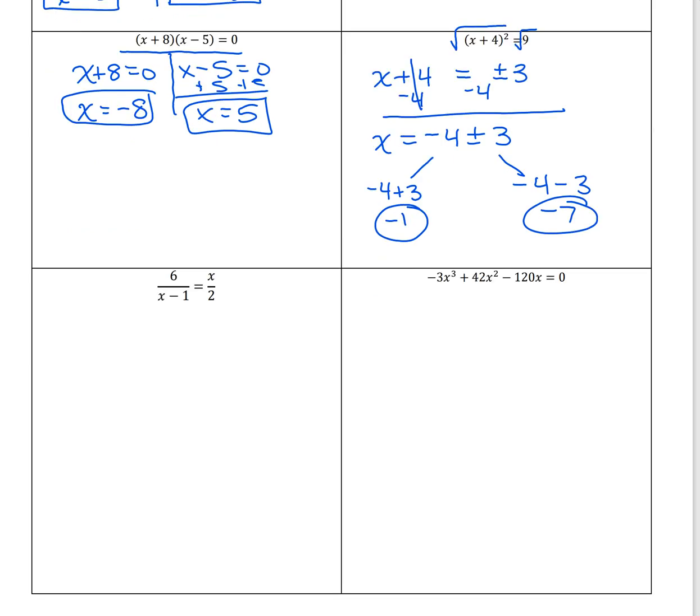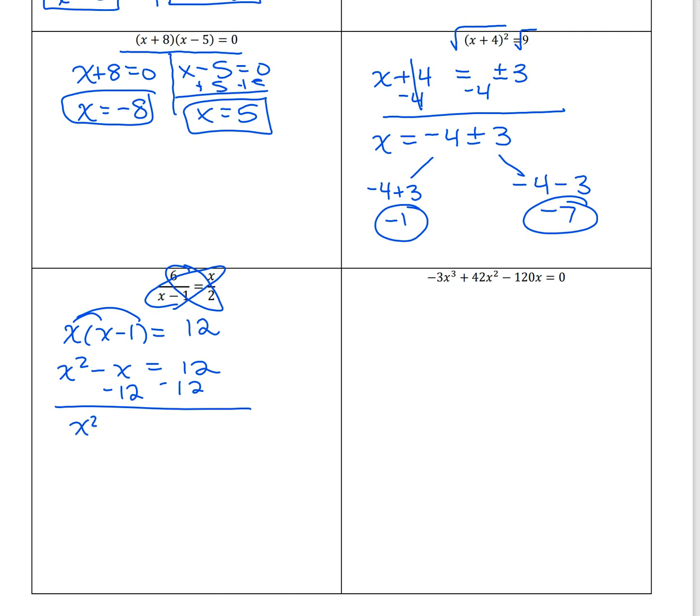Okay, so for the bottom left one, I'll see that there's a proportion. And every time I see a proportion, I should be thinking to cross multiply. So I'm going to take the x and multiply it by the x minus 1 and set that equal to 6 multiplied by 2, which is 12. Now from here, when I distribute out, I get x squared minus x equals 12. And I need to make sure that my quadratic is in standard form and also set equal to 0. So I'm going to subtract that 12 over and get x squared minus x minus 12 equals 0.